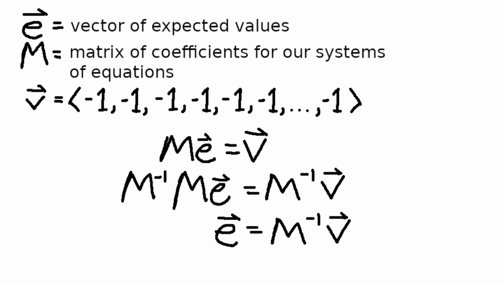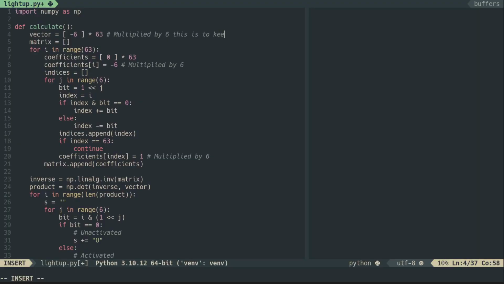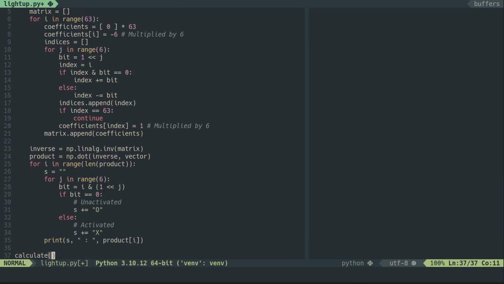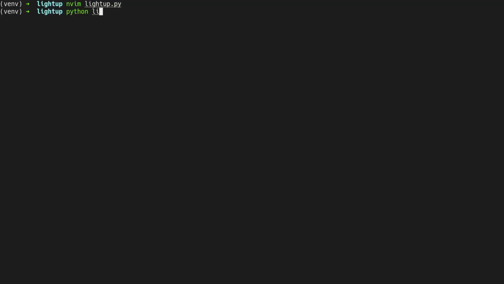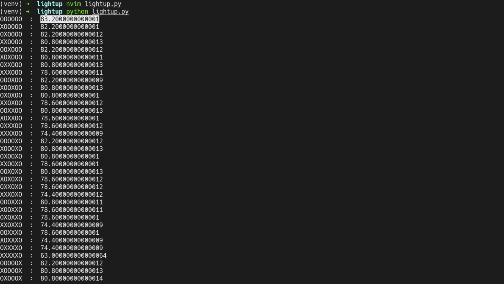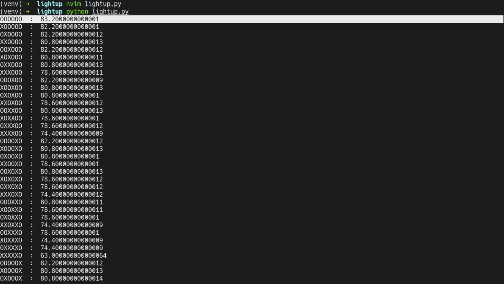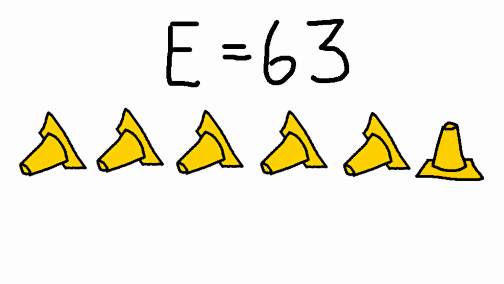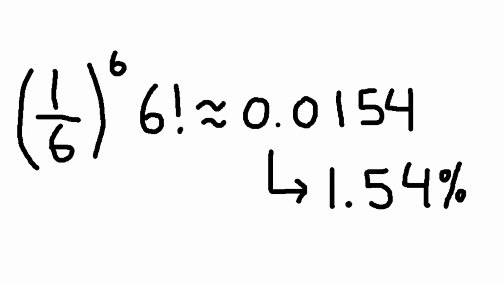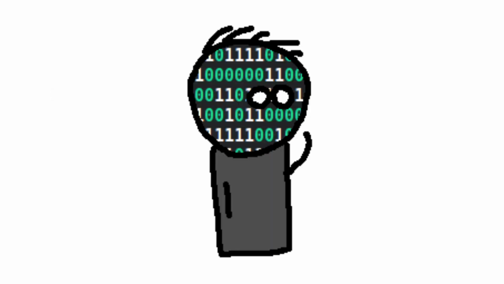I just wrote a Python script to solve this matrix equation using NumPy, and it spat out a value approximately equal to 83.2. And I imagine the only reason it shows some weird decimal parts is due to floating point imprecision. Some other interesting facts to know. The expected value for when you have all the cones knocked down except for 1 is 63, which is quite a bit and a little intuitive, but the math does work out. Additionally, the probability of winning instantly after 6 dice rolls is about 1.54%, which isn't impossible if you think about it.